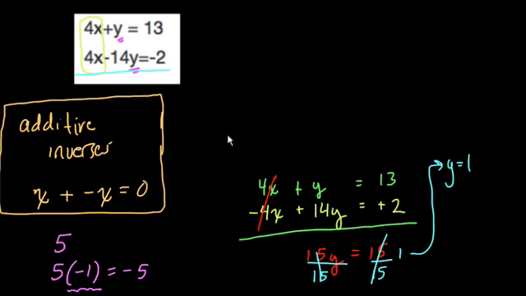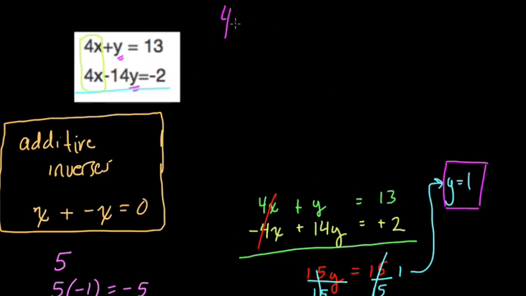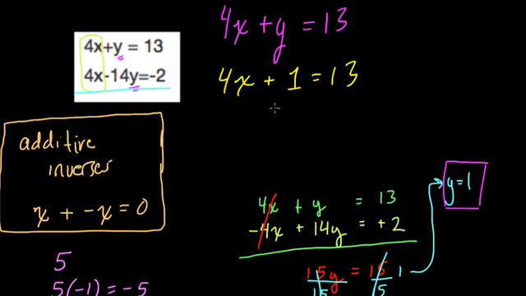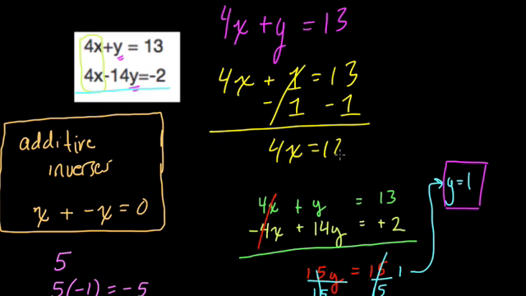Once you've got one of the variables, you can solve for the other. And essentially you can plug this value back into either equation to solve for x. I'm going to use the first equation essentially because it's a little bit easier to work with. So 4x plus y equals 13, and here we know y is equal to 1, so we plug that in. 4x plus 1 equals 13, subtract 1 from both sides, right, cancels out, and 4x equals 12.